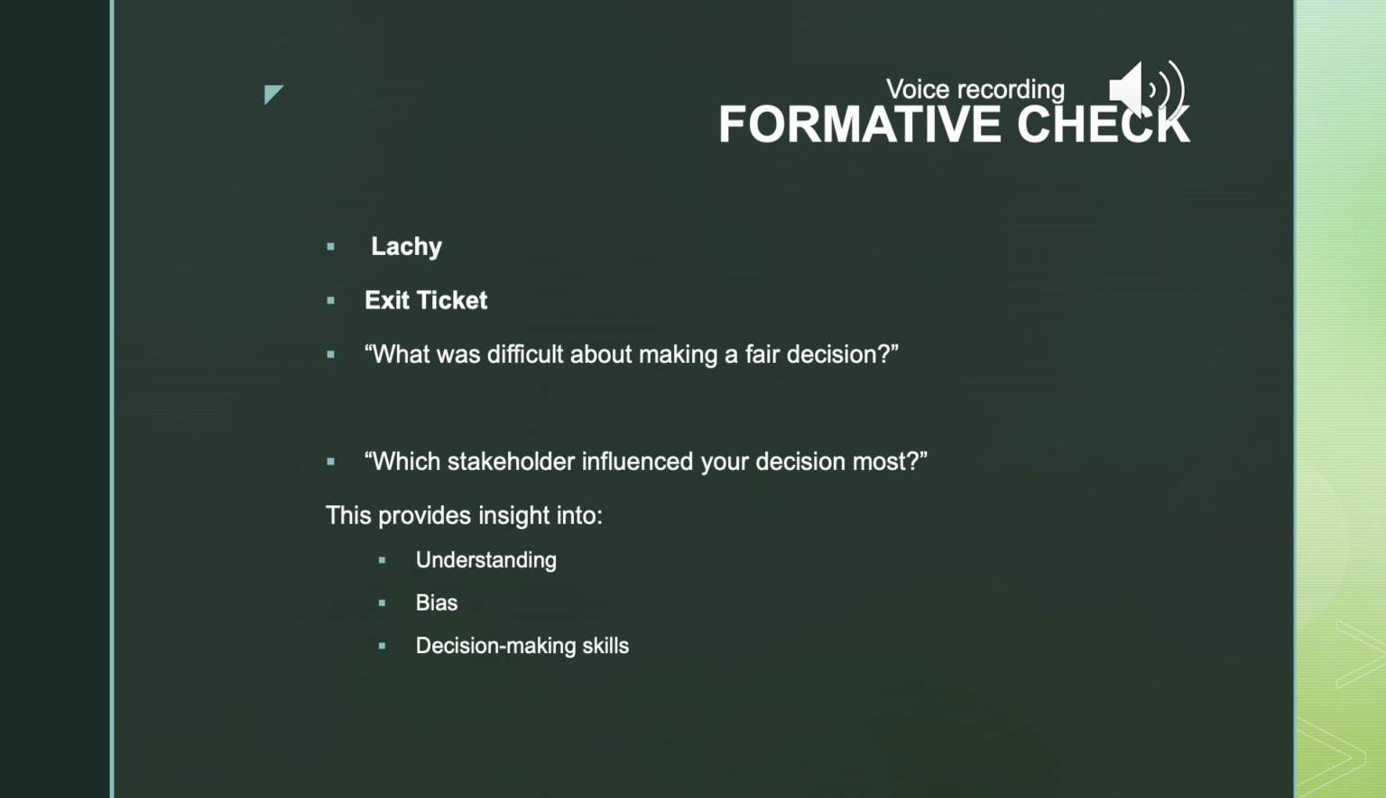Okay, so the first one being, what was difficult about making a fair decision? And the second one being, which stakeholder influenced your decision the most? So have a think about it. Don't rush these. Okay, we won't be leaving until we've got all of these collected. Once you have finished and answered those questions, just come off. I want you to stick them on the whiteboard. Okay, no one's going to see. I would like to just give them a quick read and see where we got to. Okay.